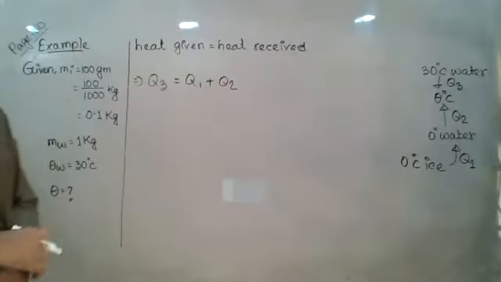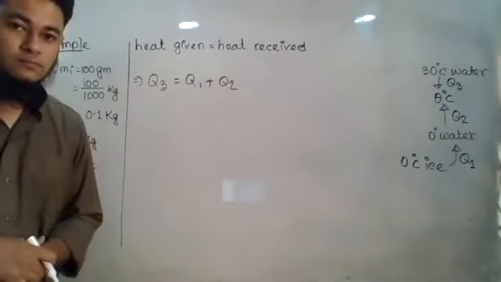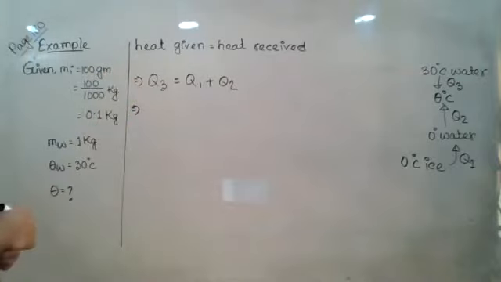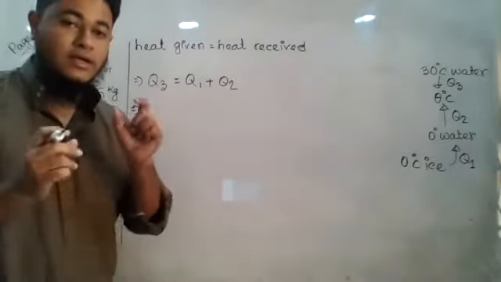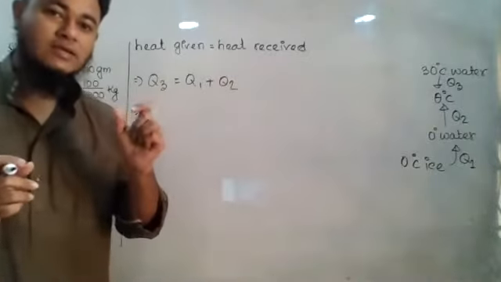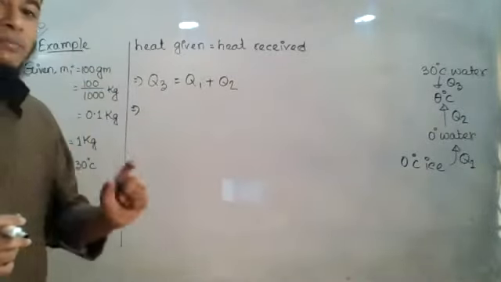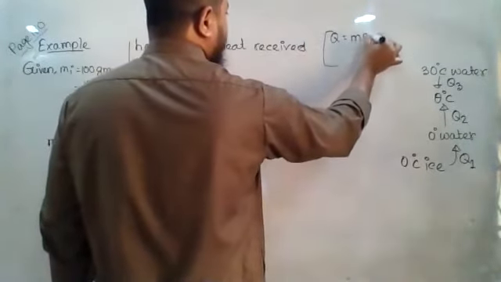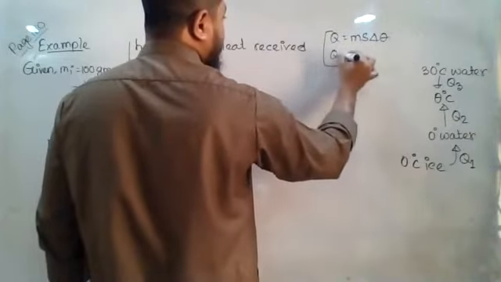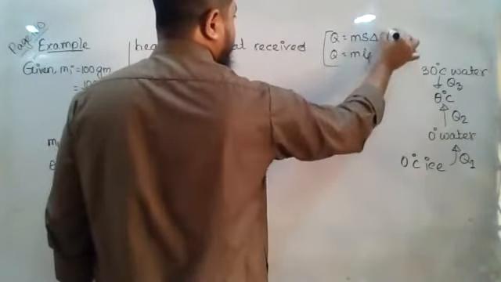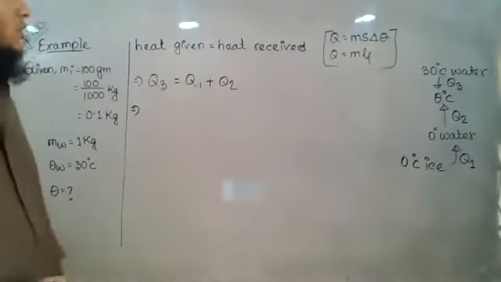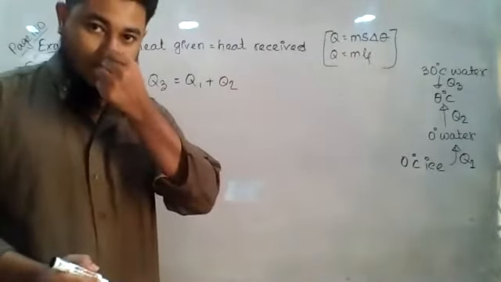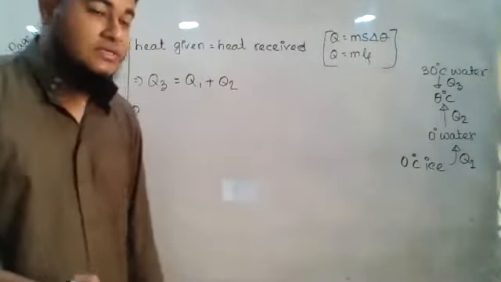Anybody have any doubt in this line till now? Okay, great. Now we are going to replace the value of Q by an expression that is either equal to m s del theta or equal to m L f. Okay, two equations we know: Q is equal to m s del theta and Q is equal to m L f. Now the thing is, when will we use the first equation? When the temperature is changing. Very good, when the temperature is changing.